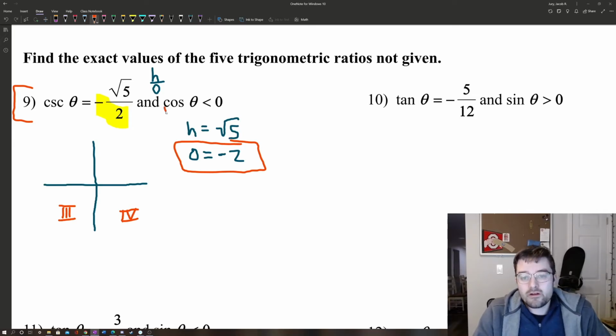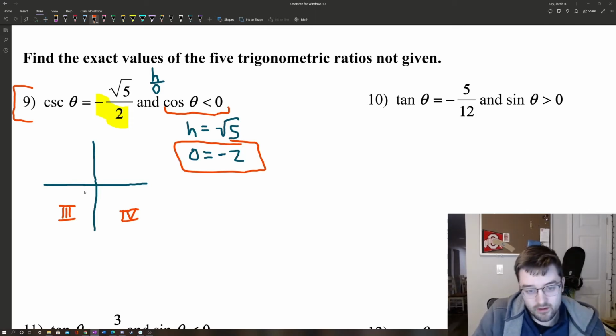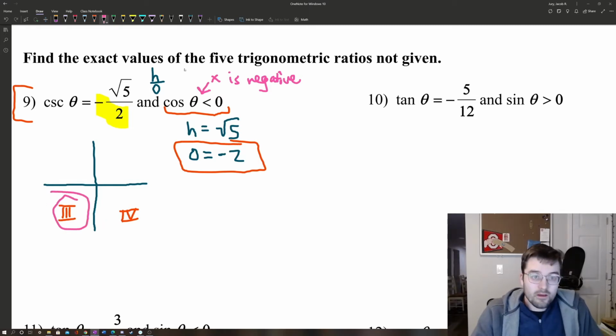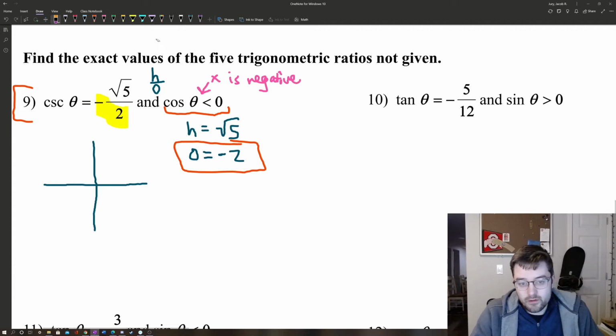We're also given another condition, and that's cosine of theta is less than 0. So cosine is less than 0 when x, our horizontal direction, is negative. So this means x is negative when cosine is less than 0. So x is only negative in this quadrant. We are drawing our triangle in that 3rd quadrant, not the 4th.